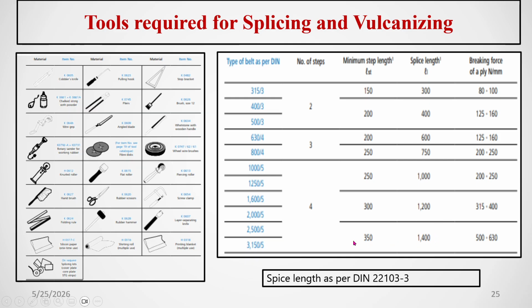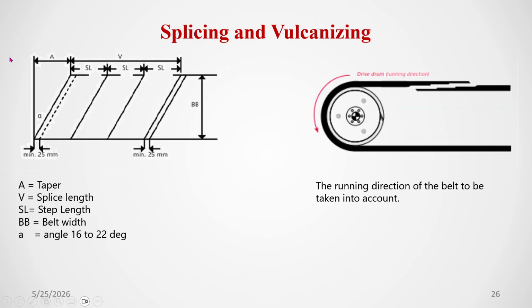If you see the next slide, you can come to know this is the splice length. This one is called the step length. This is the total length. This one is called the total. V is the total length. That will be, if it is total length, the width. Width has already been given.